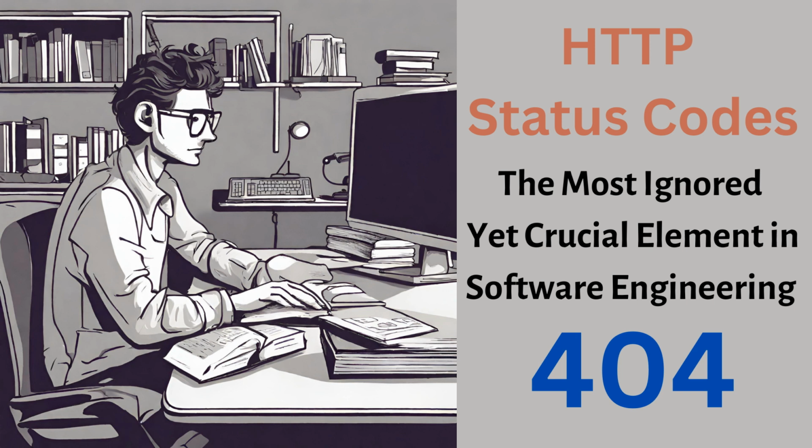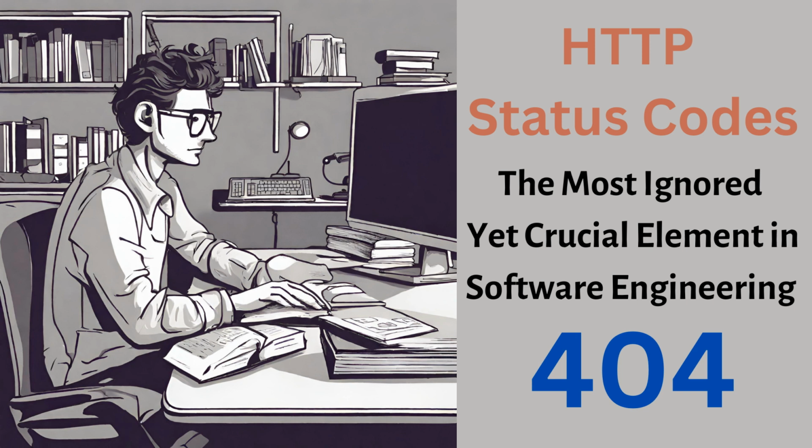If it is 405, that means method not allowed. The method specified in the request is not allowed for the resource. That means we have different methods like get, post, patch, update, delete, and many others. And if that specific method doesn't exist, then the standard HTTP practice is to return 405, method not allowed.